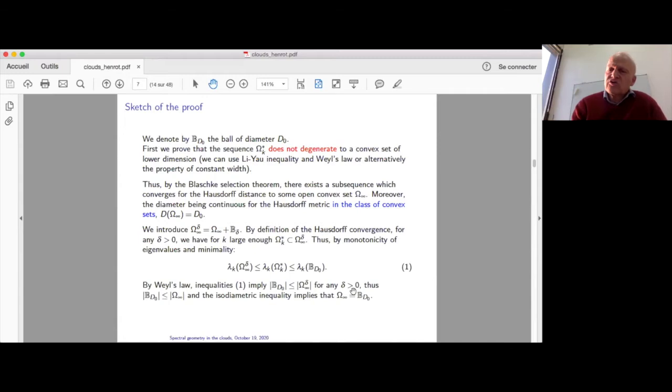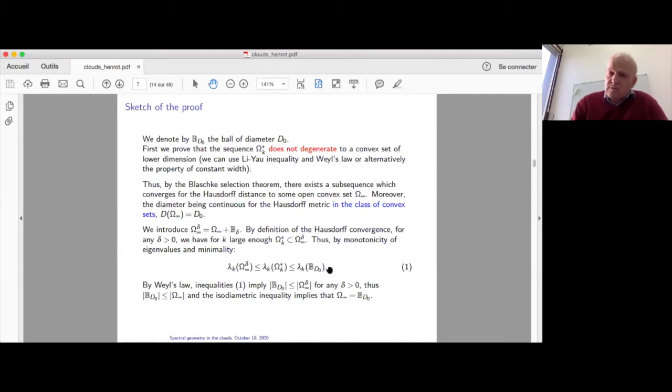Now you use the definition of the Hausdorff convergence. If you enlarge a little bit Omega_infinity, if you take Omega_infinity^delta, which is something slightly bigger than Omega_infinity by considering the Minkowski sum with a small ball, by definition of the Hausdorff convergence, you know that Omega_k star is included in this enlargement of Omega_infinity. Then you use monotonicity of the Dirichlet eigenvalues. You know that lambda_k of Omega_infinity^delta is less than lambda_k of Omega_k star, which is the optimal value. And so by minimality, it is less than lambda_k of the ball.